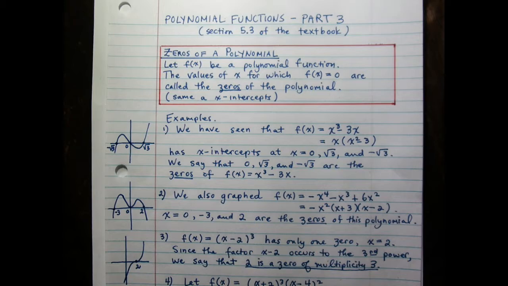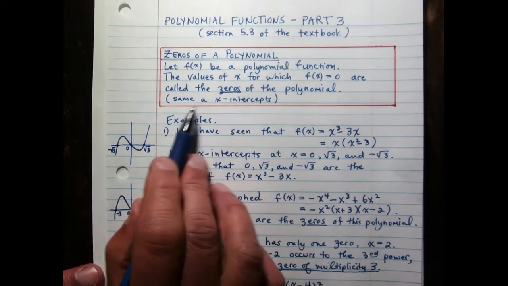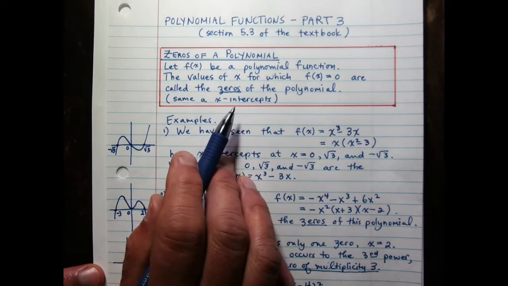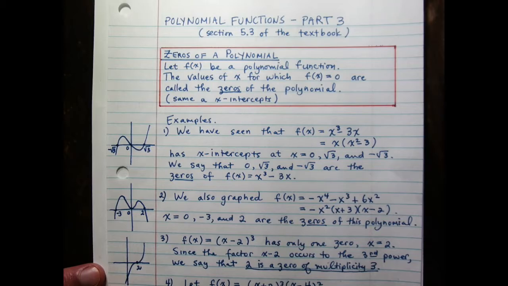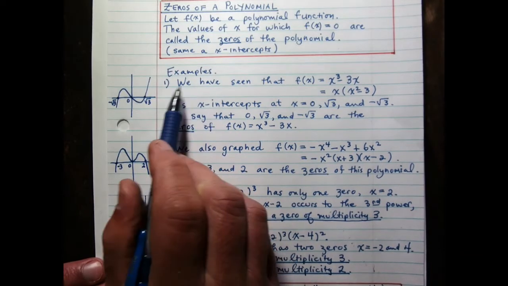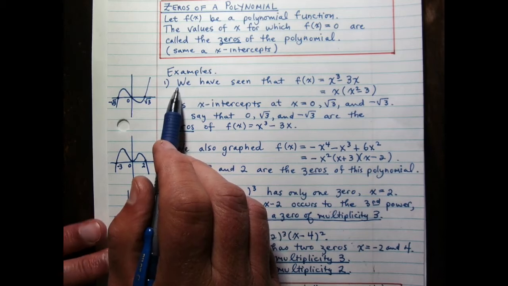So some vocabulary. Zeros of a polynomial. Let f of x be a polynomial function. The values of x for which f of x equals 0 are called the zeros of a polynomial. This is really just like x-intercepts. I guess technically I should say the zeros are the x-coordinates of the x-intercepts of the function. And we've already looked at some examples of x-intercepts of polynomials, right?